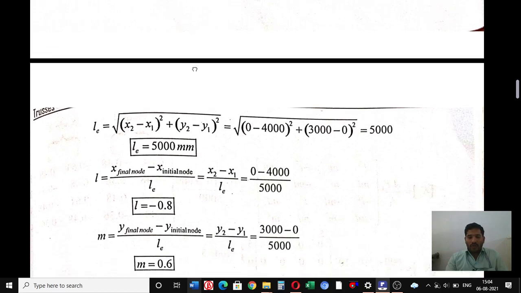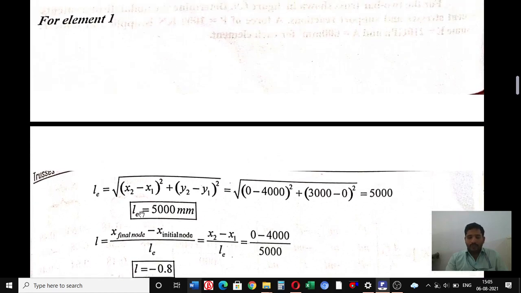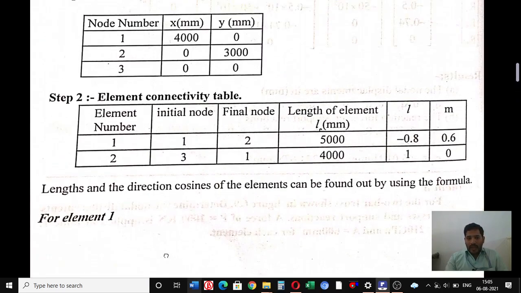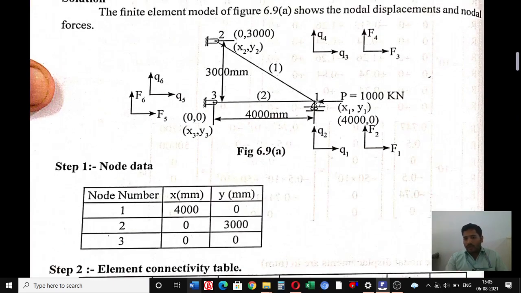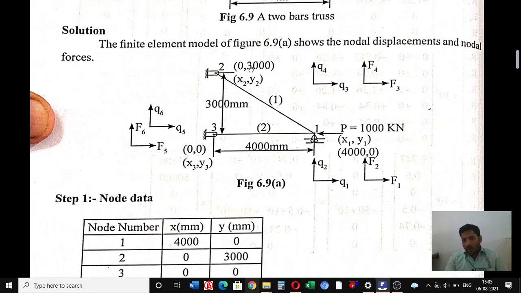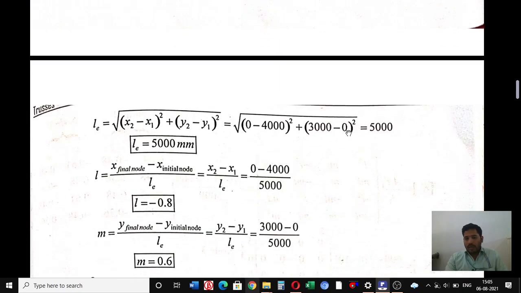Come to element number 1. LE is equal to the square root of (x2 minus x1) whole square plus (y2 minus y1) whole square. Here the initial node is 1 and the final is 2. x1 is 4000, x2 is 0, so x2 minus x1 is 0 minus 4000. Again y2 minus y1: y2 is 3000 minus 0. The whole square root equals 5000. Clear?